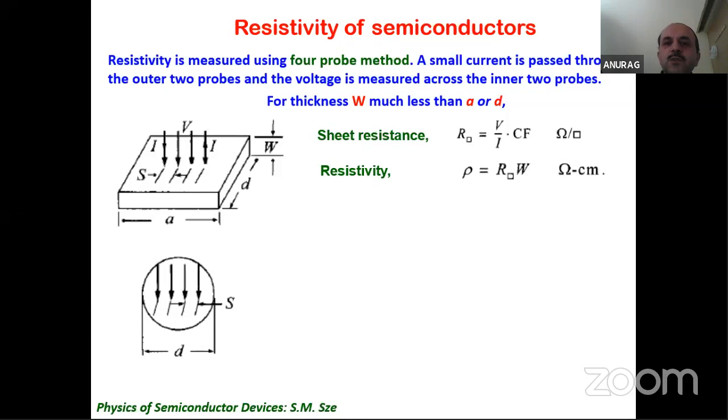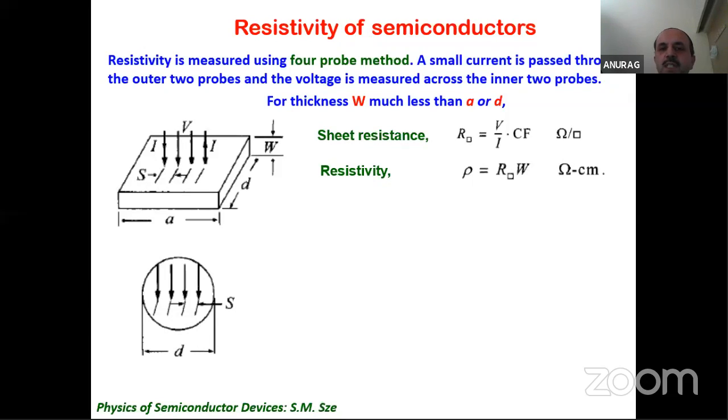And this barrier, if it is too high, causes a huge contact resistance. When you are measuring the voltage using the 2-probe method, this contact resistance also comes into play. But in the 4-probe method, we can try to remove it as much as possible.